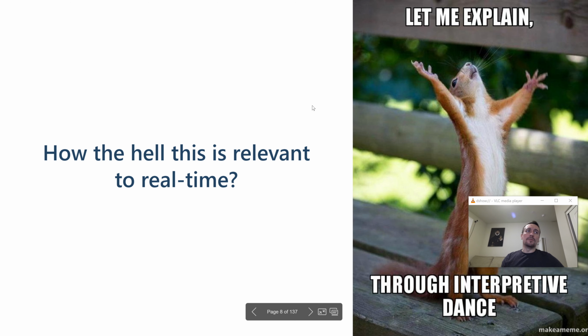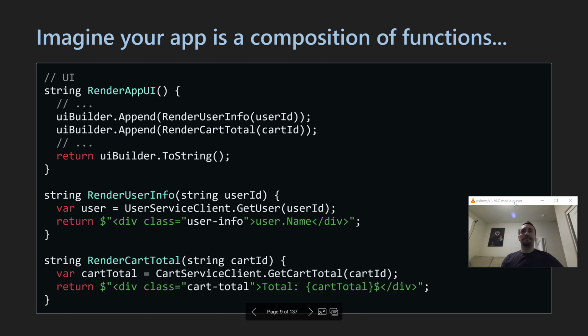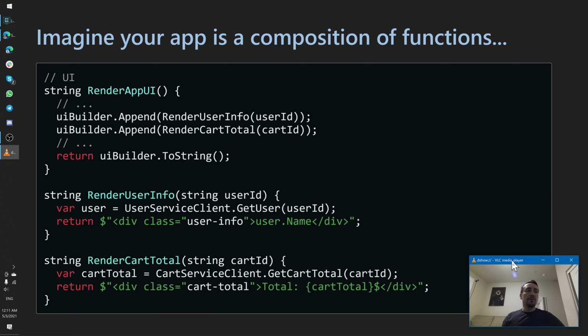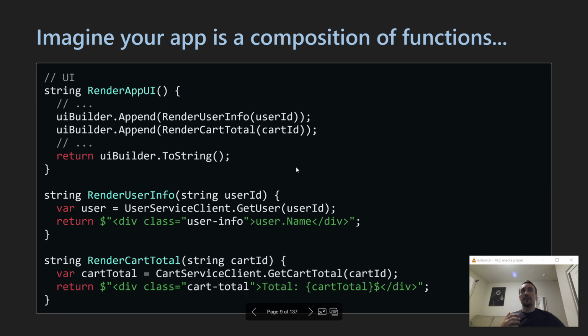Okay, so how is this relevant to real time, right? Imagine your whole app is a composition of functions. Like, let's say at the very top you have a function called render app UI, which calls a number of other functions and in the end returns, let's say, a string. Each could return a picture or something else. Basically the description of UI you can somehow present, right?